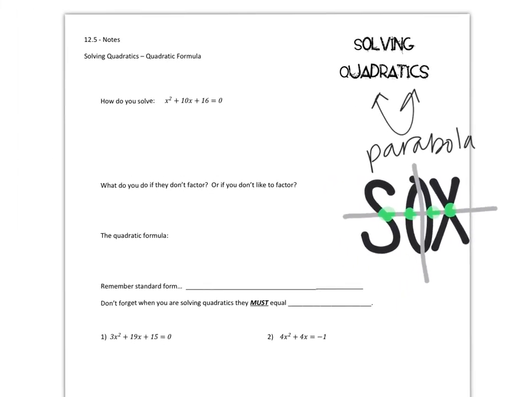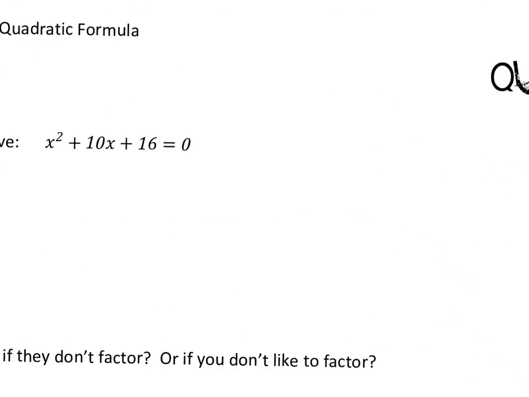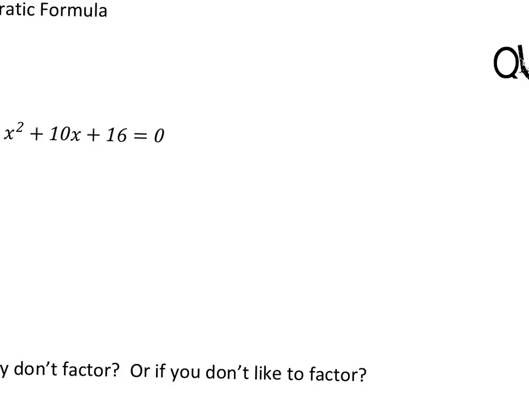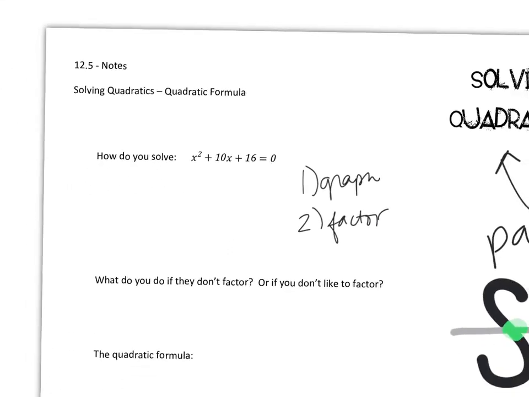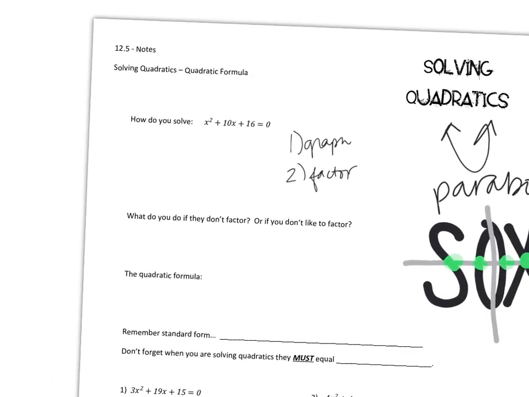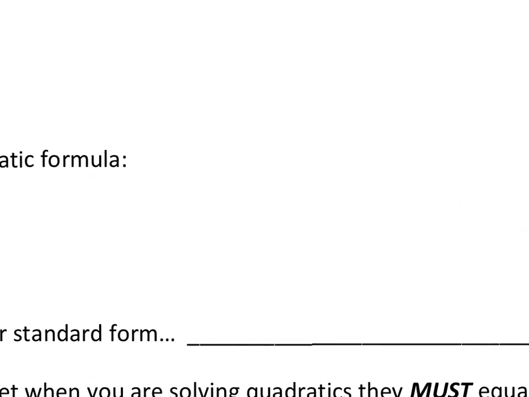So far, we've learned how to graph and find them. We have also learned most recently how to factor and then find our solutions, zeros, and x-intercepts, our socks, from that. Today we're going to use what's called the quadratic formula.